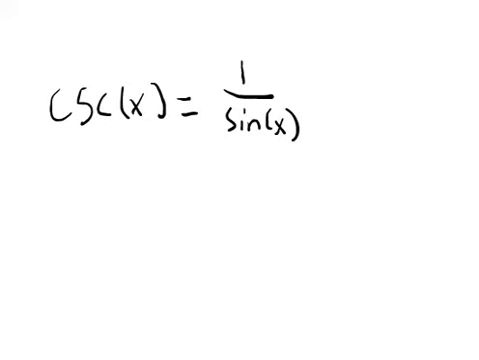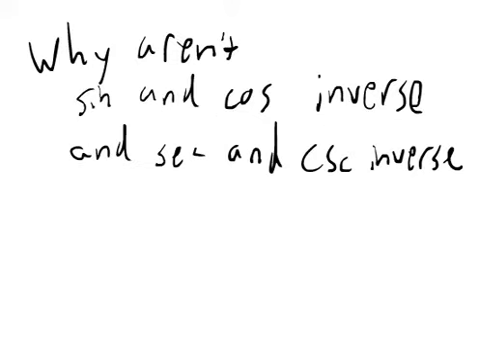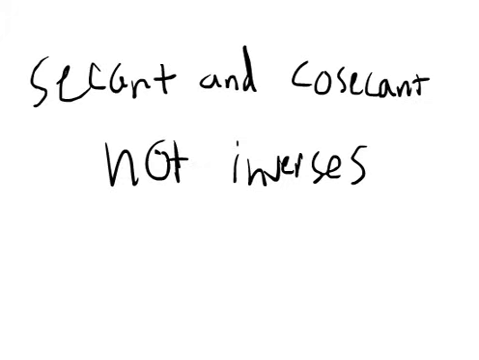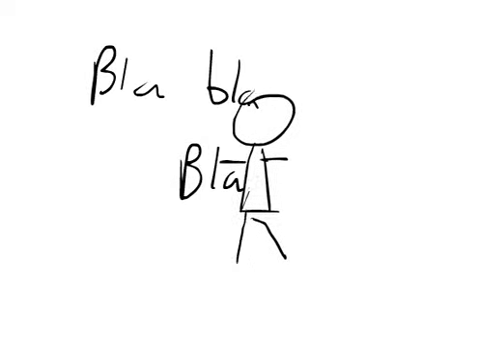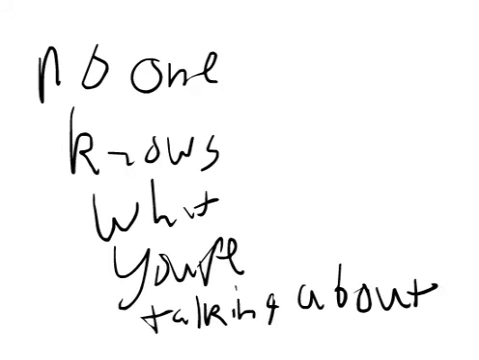Then you also have stuff like cosecant, which is 1 over sine, and secant, which is 1 over cosine. And why aren't those the same thing? I mean, you got sine, cosine, why aren't those the inverses of each other? And then you got secant and cosecant. But nope, secant is cosine and cosecant is sine because math. Okay, I'll stop there for now since most people don't even know what I'm talking about.